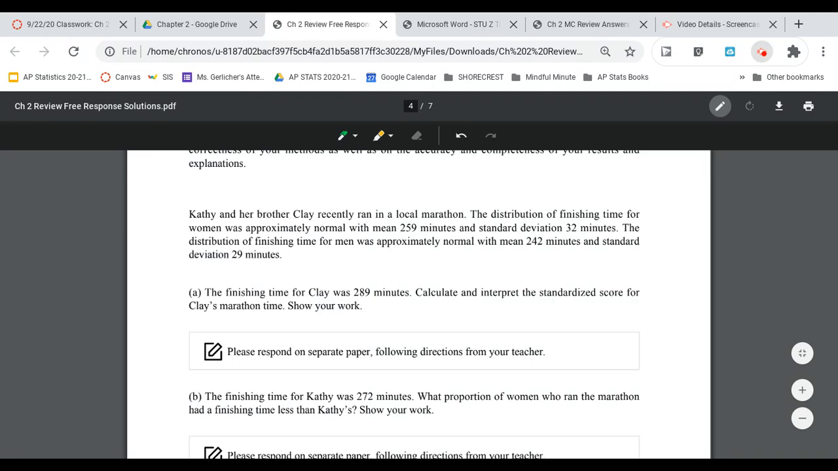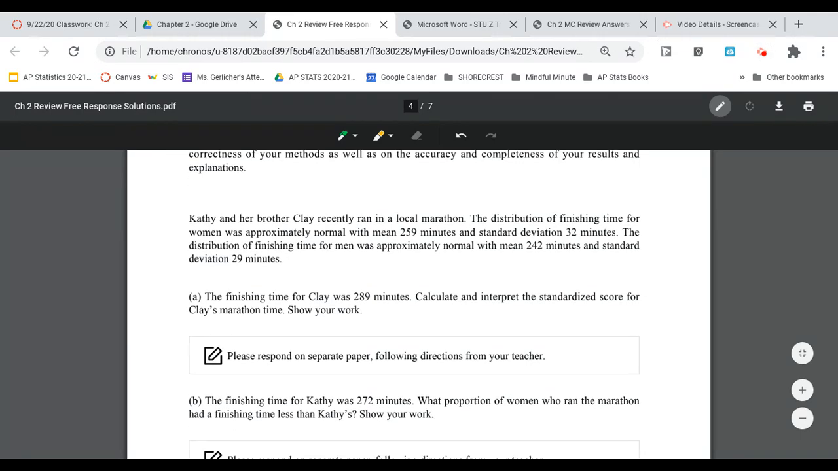All right. So if we go on to question 2, I want to point out something in the question before we show you the answers. They said calculate and interpret the standardized score. So standardized score is a z-score, right? Don't forget the interpret. Everybody's kind of gung-ho on the calculation, but if you ignore the interpret, you're going to miss half your points. That is half of the question. You have to interpret it.